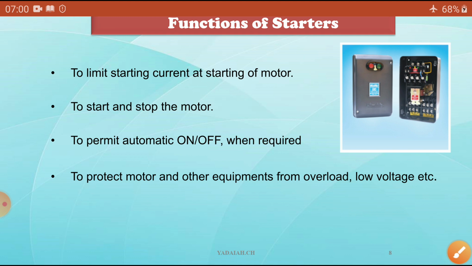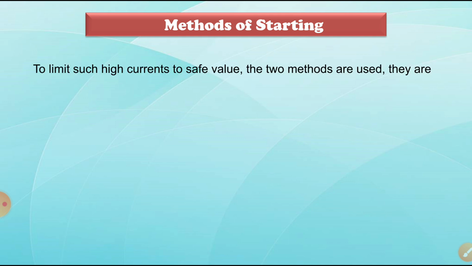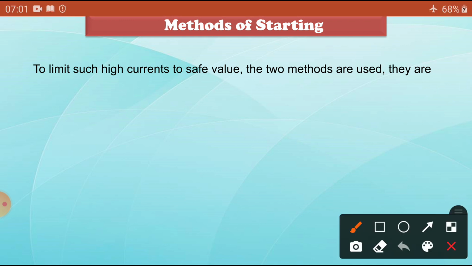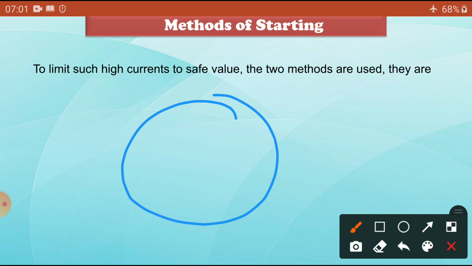And now how to start this motor, sir? So, methods of starting. To limit such high currents to a safe value, there are two methods famously employed. One is by applying reduced voltage to the stator. So whatever our motor draws, it will draw the current from the supply.